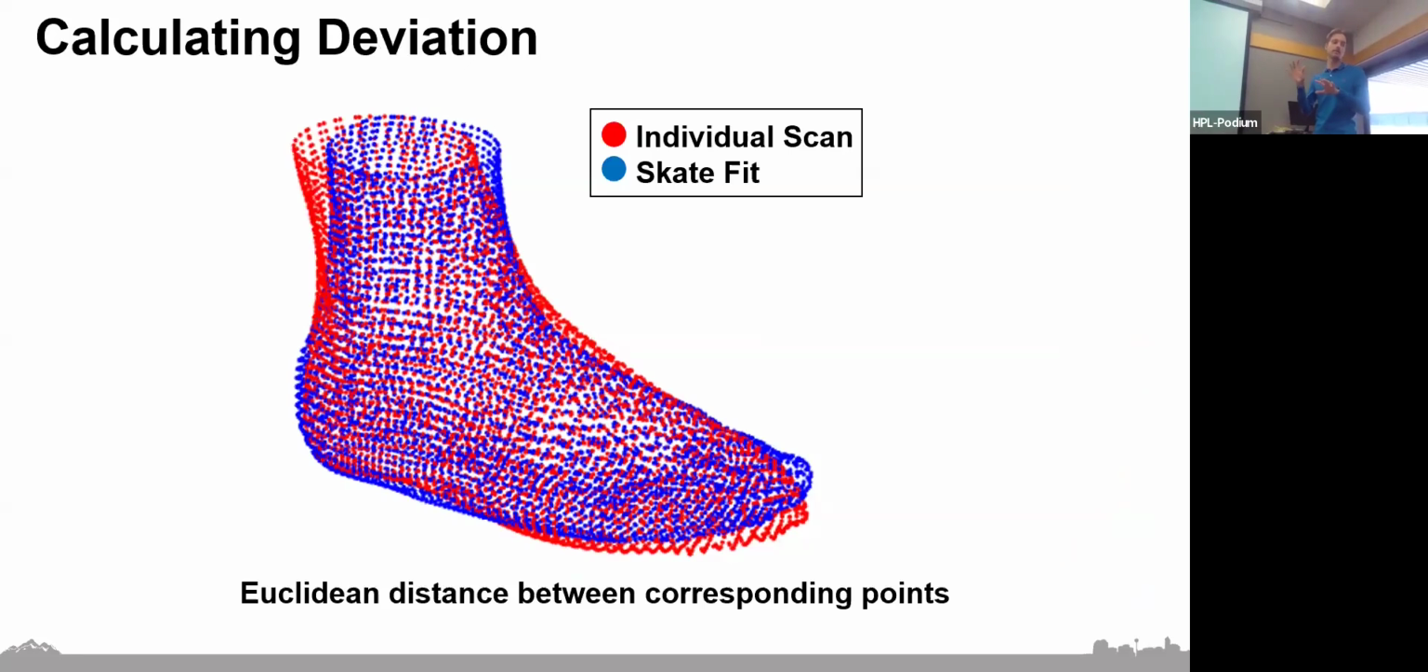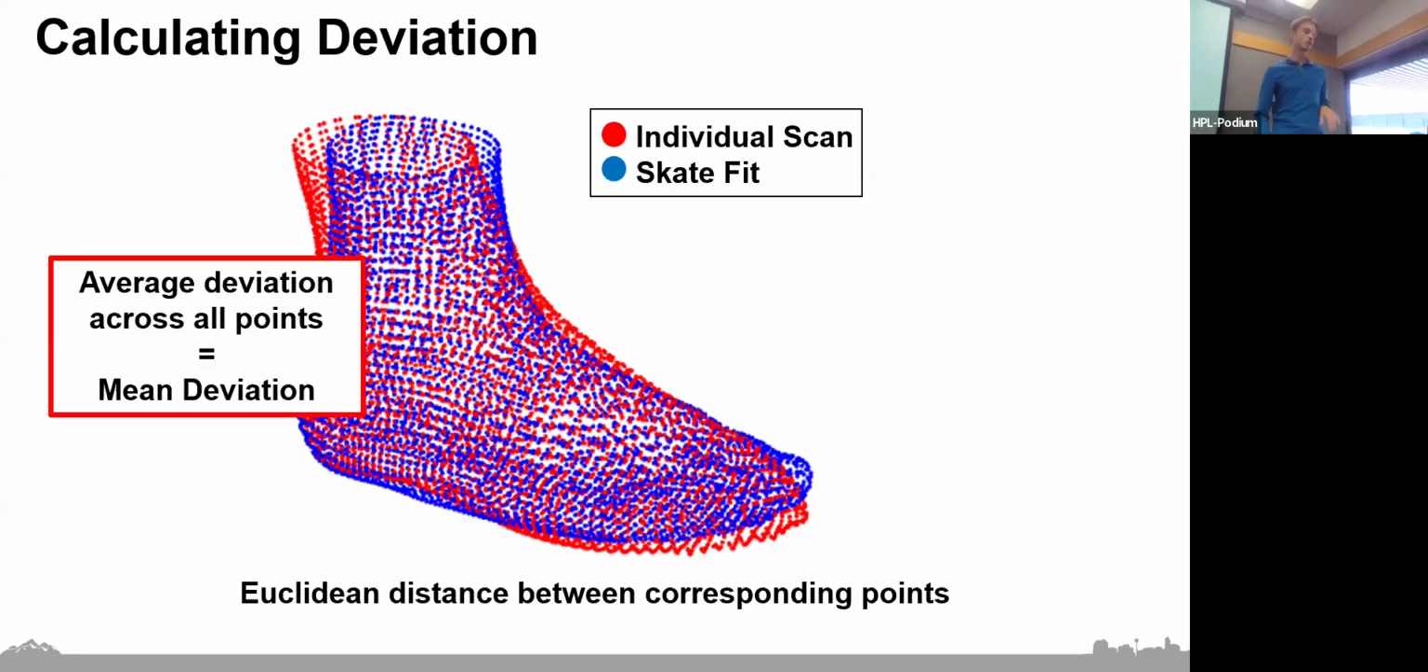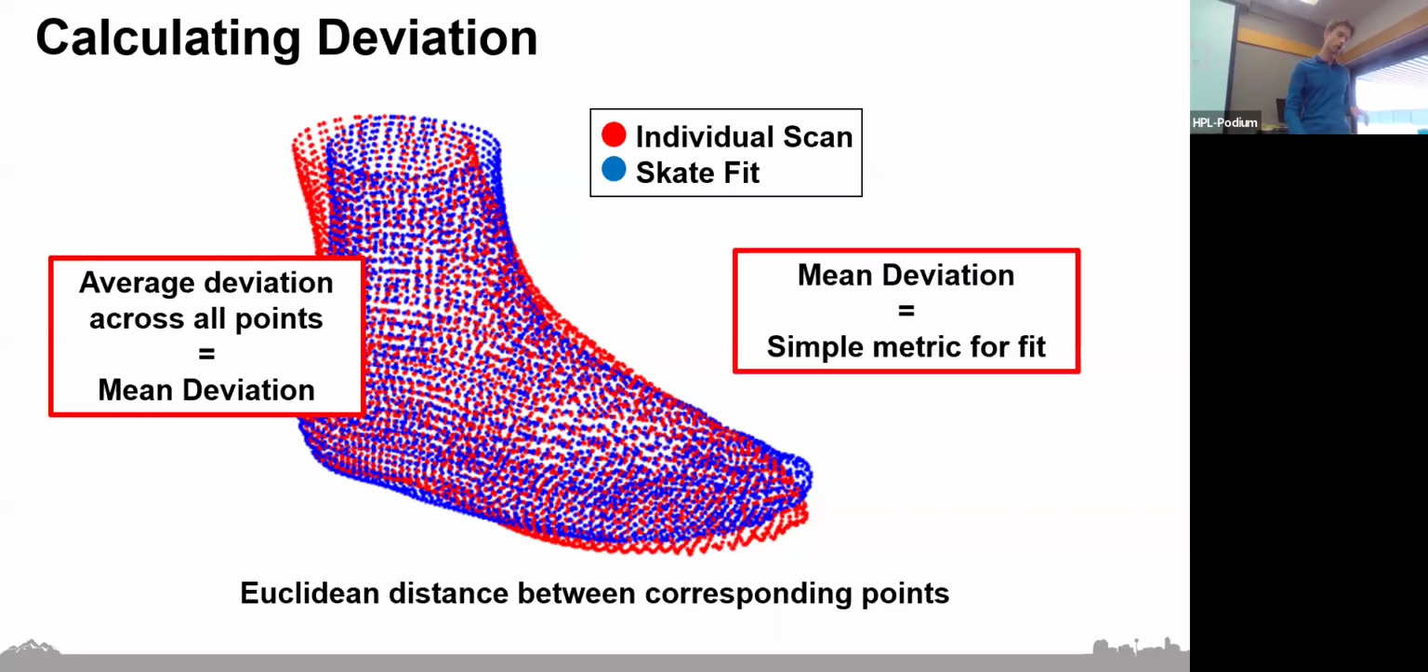And then we can calculate the difference or deviation between 2 shapes by calculating what's called the Euclidean distance in 3D space between corresponding points on an individual scan and then the fits that we generated, right? So we align them in 3D space, calculate the difference between the shapes. And if we average that across all 4,500 points in the scans, then we end up with a mean deviation that describes the difference between those 2 shapes. And I argue that that mean deviation represents a simple measure of the fit of footwear.